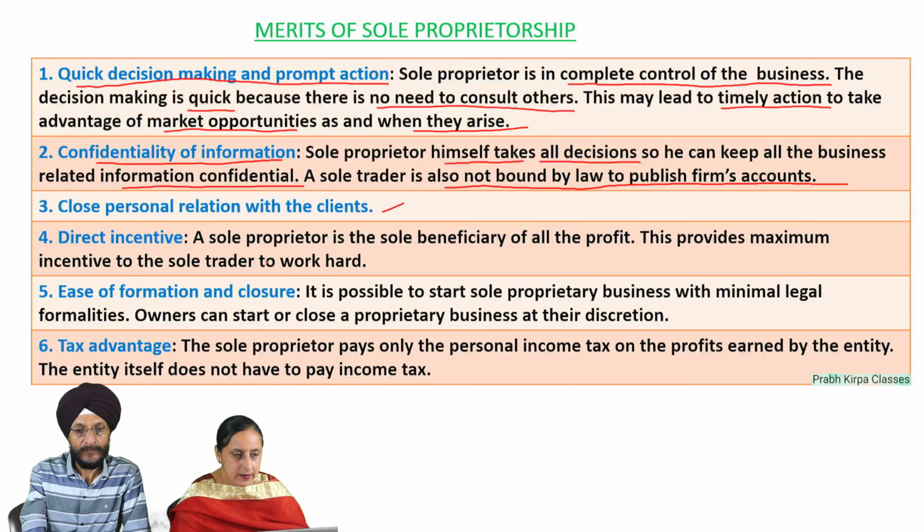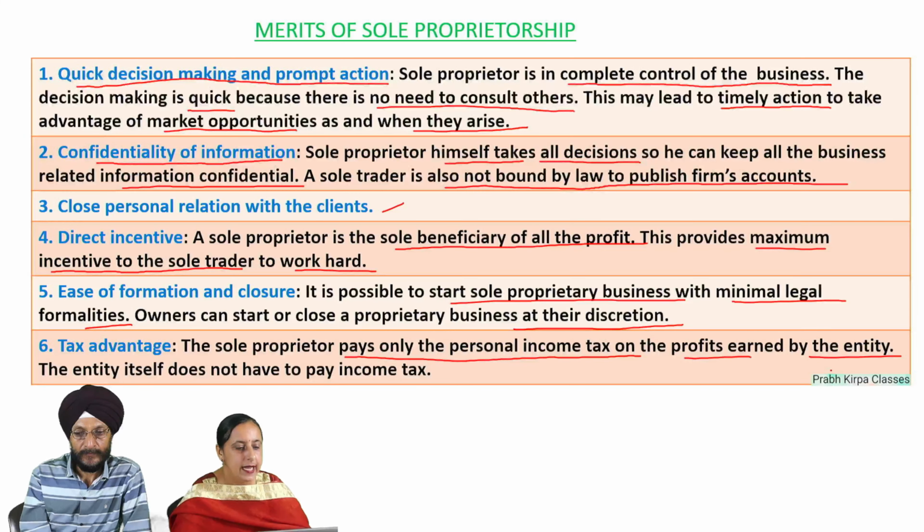Fifth, ease of formation and closure. It is possible to start sole proprietary business with minimal legal formalities. Owners can start or close a proprietary business at their discretion. 6. Tax advantage. The sole proprietor pays only the personal income tax on the profits earned by the entity. The entity itself does not have to pay income tax.